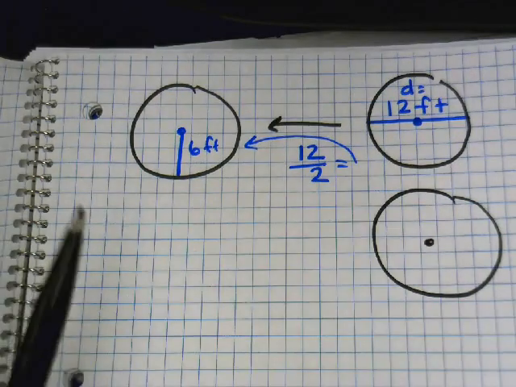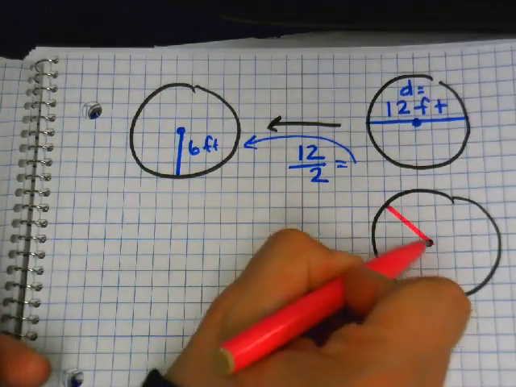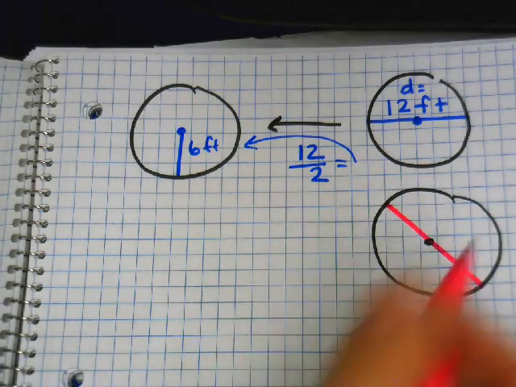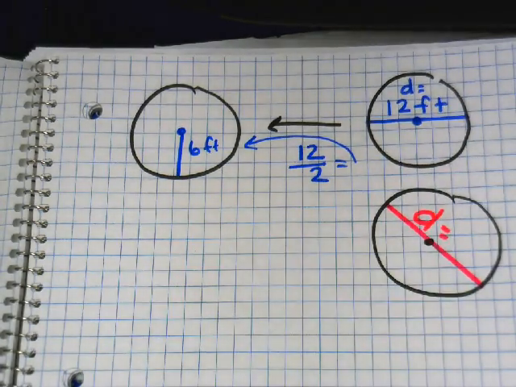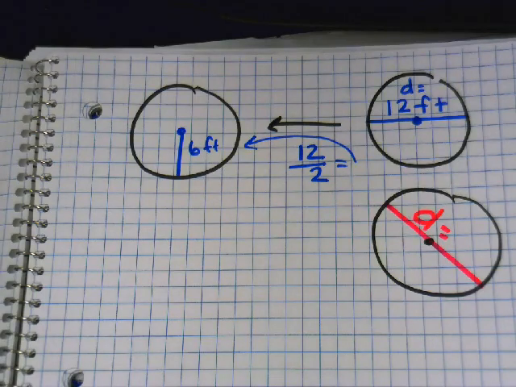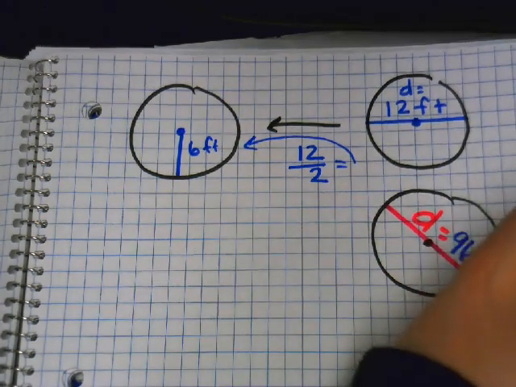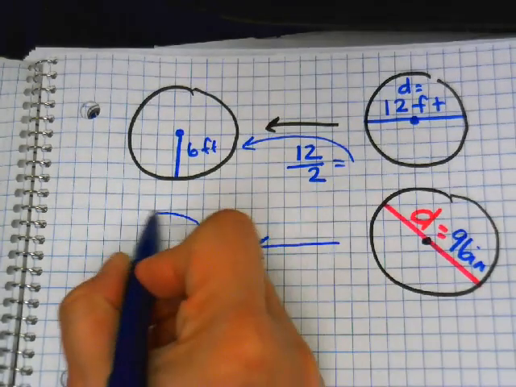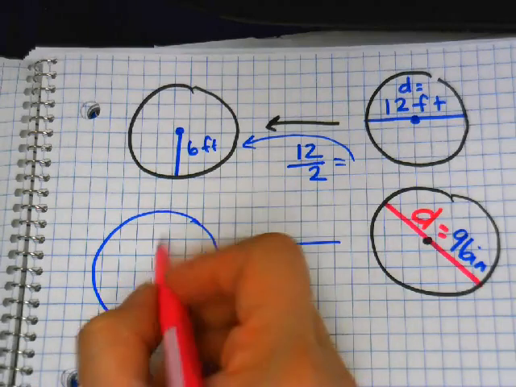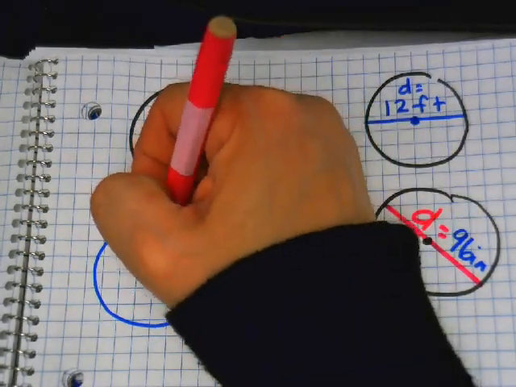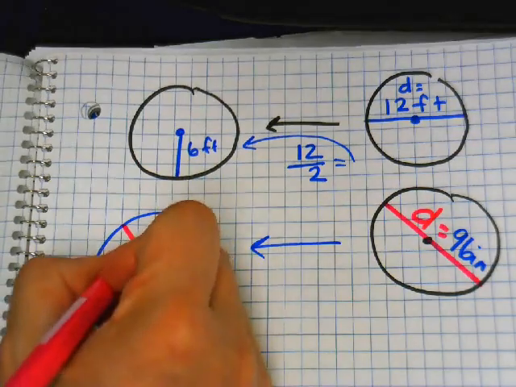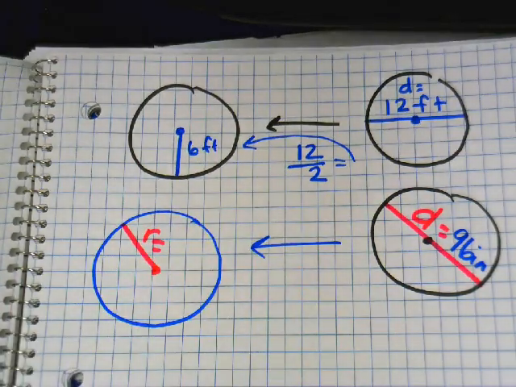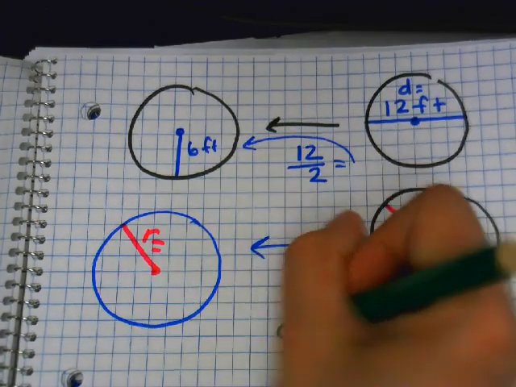So what if the diameter, is this a diameter? Yes, it is. So diameter, what if it's 96 inches? What would the radius be? How do you do the math? Divided by 2. So, 96 divided by 2.